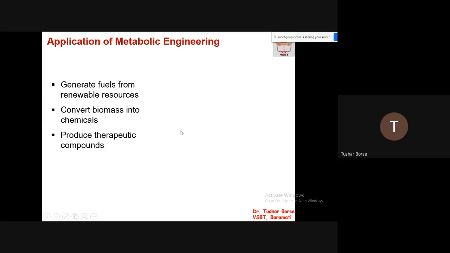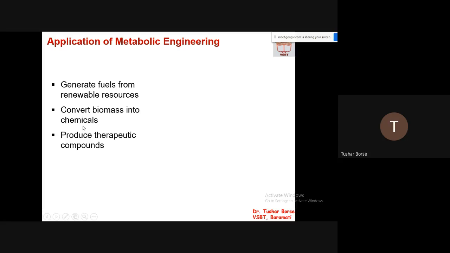Yes, applications. It's very important to know why we go for metabolic engineering, where it can have different types of applications. It could be for environmental application, that is, to generate fuels from renewable resources. I think you know what renewable and non-renewable are. So there is a need to have fuels which can be renewed.